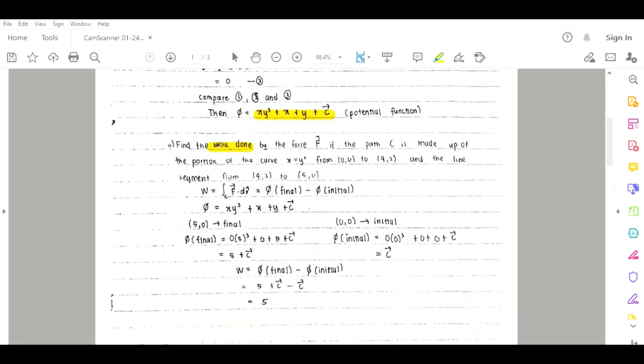The next question is find the work done by the force F if the path C is made up of the portion of the curve x equals y squared from 0, 0 to 4, 2 and the line segment from 4, 2 to 5, 0.